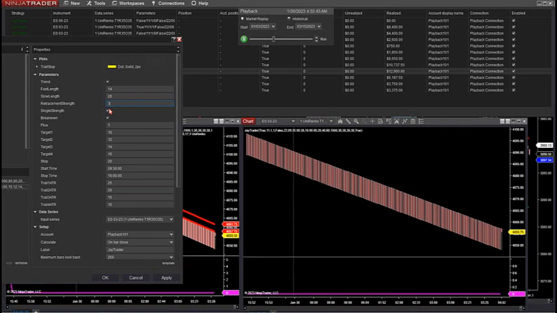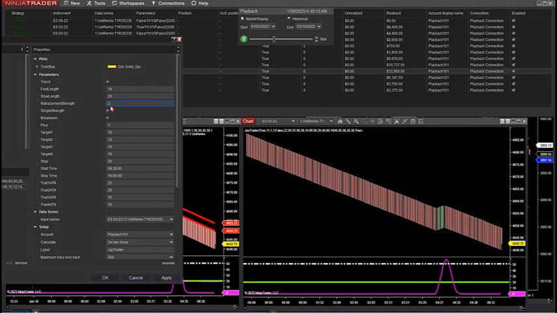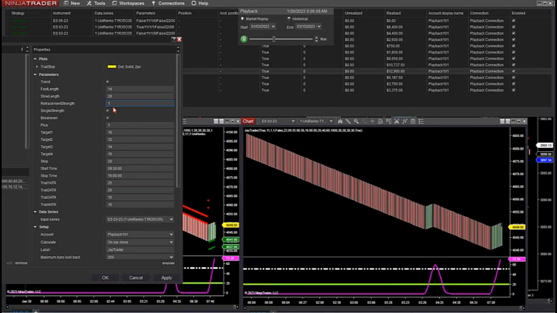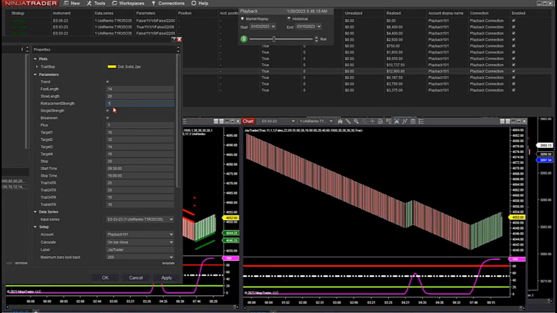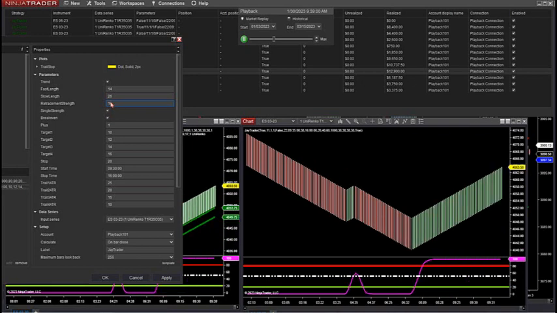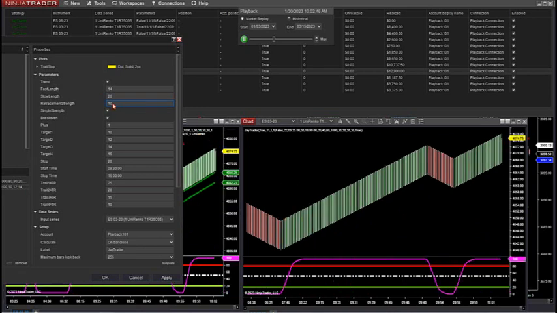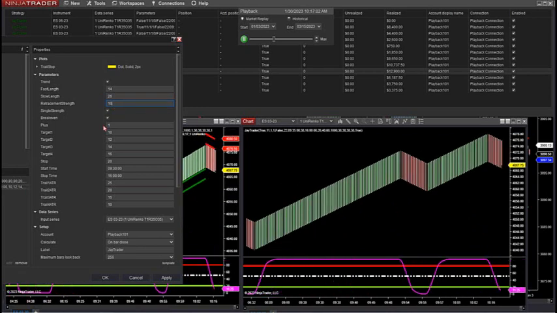Now, if I put in a three, that means it's taking a three swing, a two swing, a one swing, and a zero swing. If I put in a two, that means it's taking a two swing, one swing, zero swing. If I put in a one, it's taking a one swing and a zero swing. If I put in a 10, it's taking 1 through 10, meaning it's taking all those larger swings, 10 all the way to 0. So you can dictate your swing type.